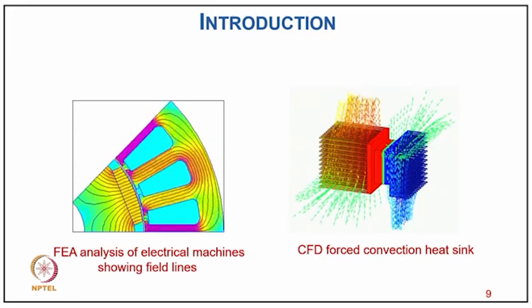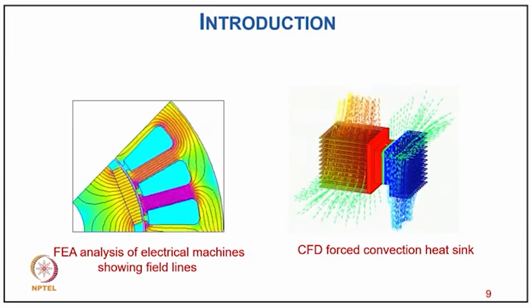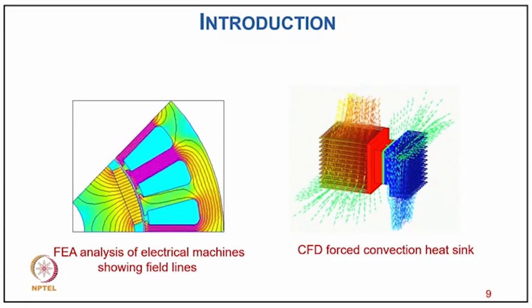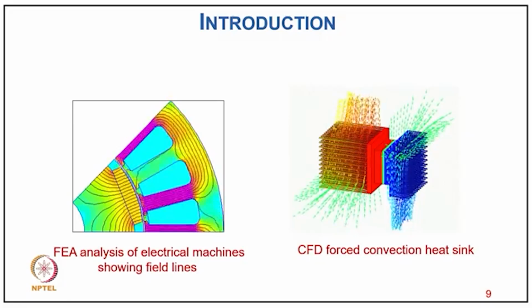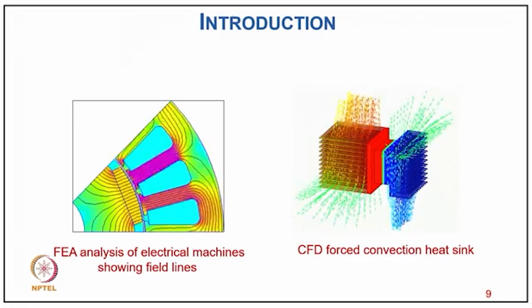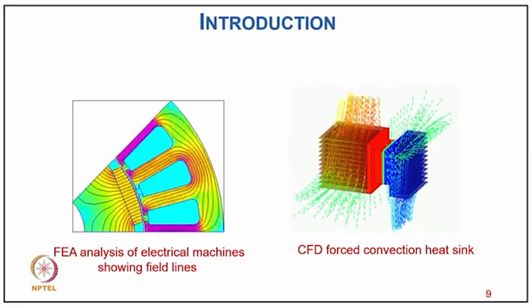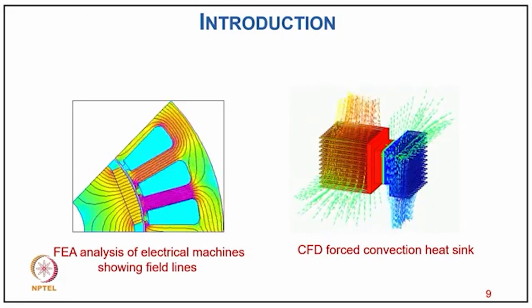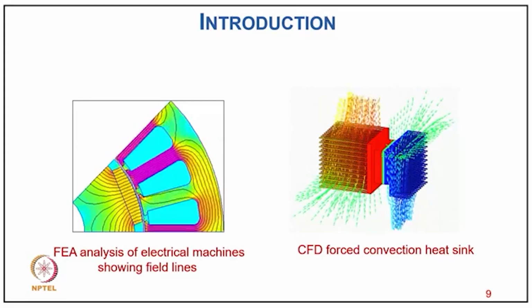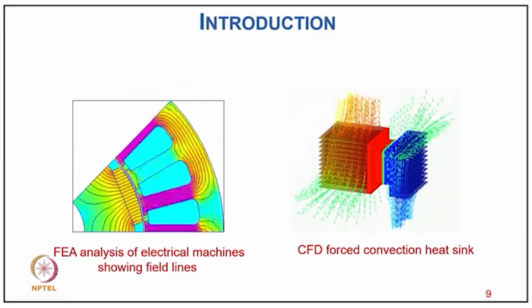A typical example here is, for electrical machines, field analysis, which we call finite element analysis of an electrical machine, showing the field lines. You can understand it takes a lot of computational power, as well as a lot of time for computation. So, we certainly cannot do FE analysis for all machines.